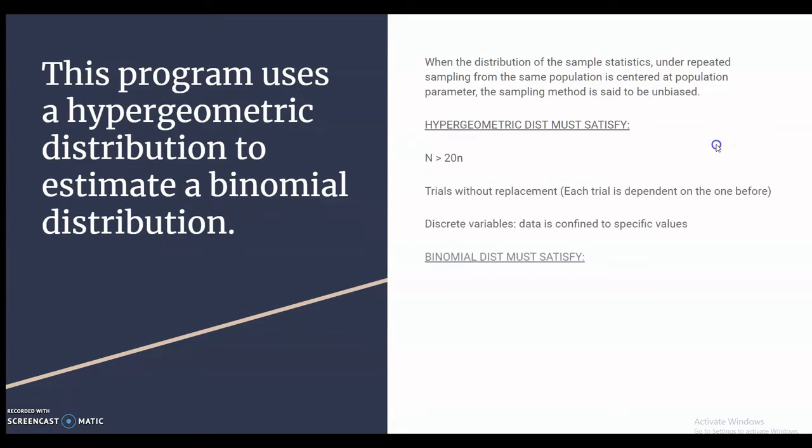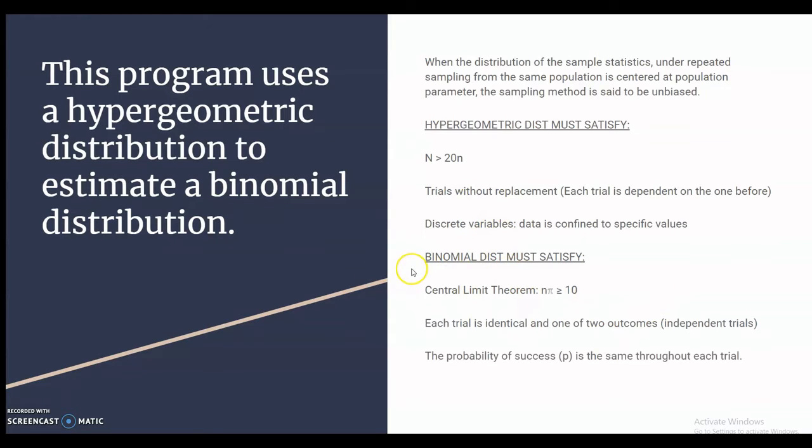Hypergeometric distributions must satisfy these. We have to have at least 5% of the population; the sample size must be at least 5%. The trials are dependent, the trials are without replacement, and we're also looking at specific values for hypergeometric. Whereas binomial, where we need the central limit theorem, each trial is identical and independent, and the probability of success is the same throughout each trial.